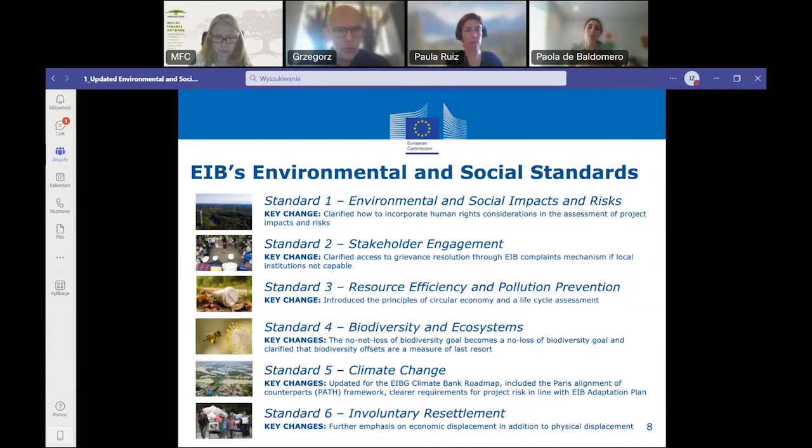Here, the update is coming from the fact that we have put in place the EIB Group Climate Bank Roadmap. So now all transactions need to be Paris aligned. And there are clear requirements for project risk to include the climate dimension into the project risk analysis. So this also means that sometimes there are adaptation aspects that need to be taken into consideration.